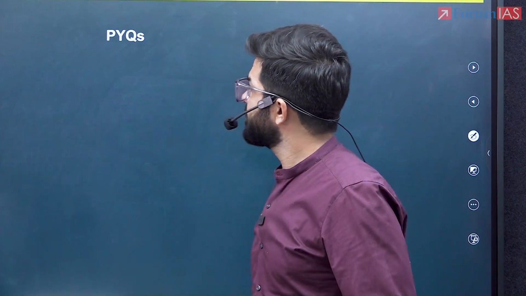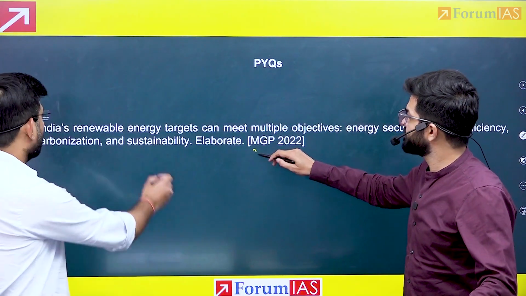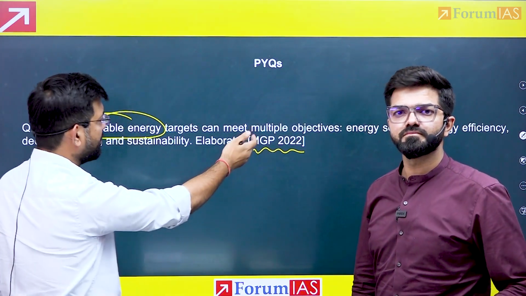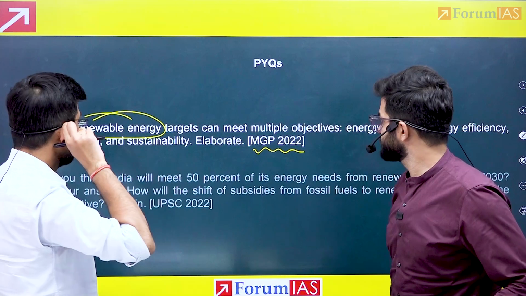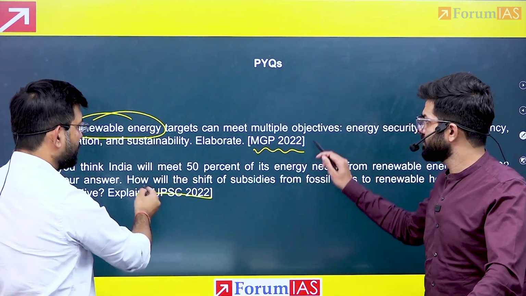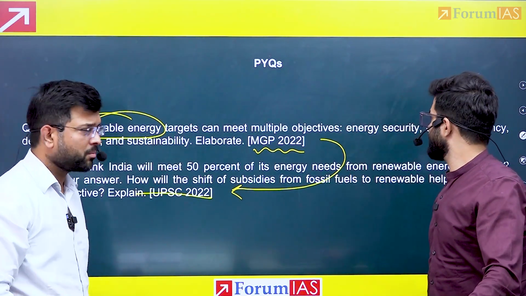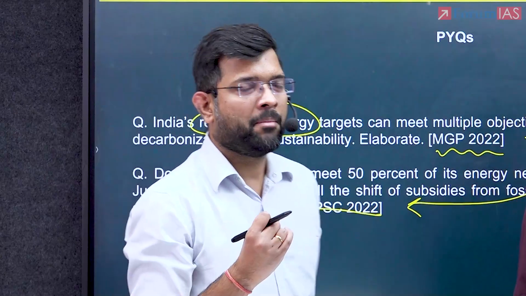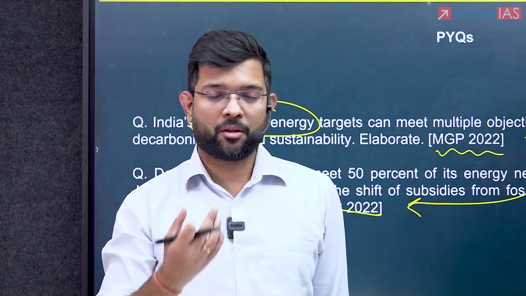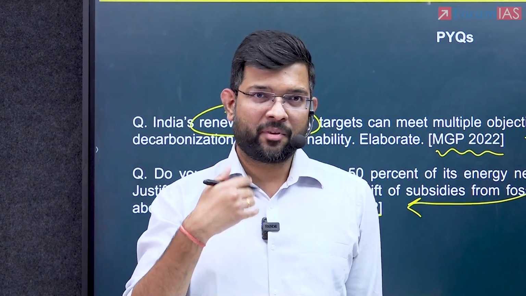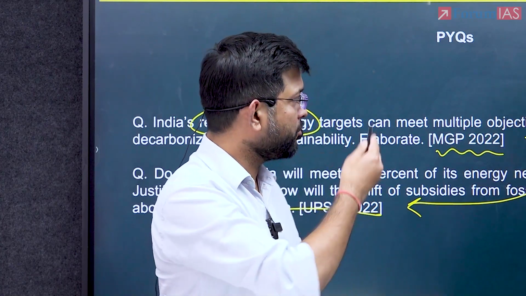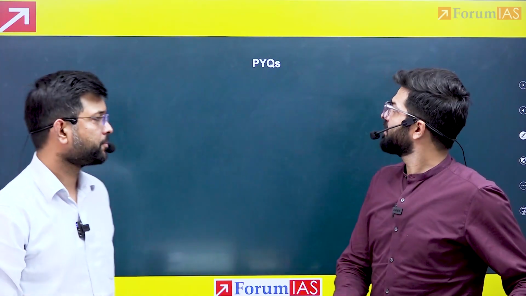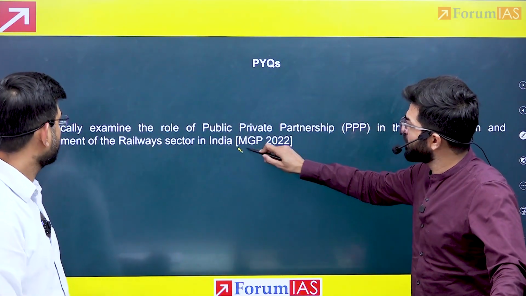Next, renewable energy, which was asked: renewable energy targets can meet multiple objectives. It was asked in MGP in 2022, and this was again given by UPSC in the same year itself. They again talked about renewable energy. The point is that renewable energy is such a mainstream topic that it is not difficult to guess. So what we want you to know here is to utilize what we've done so far and make your notes ready on at least the achievable topics.